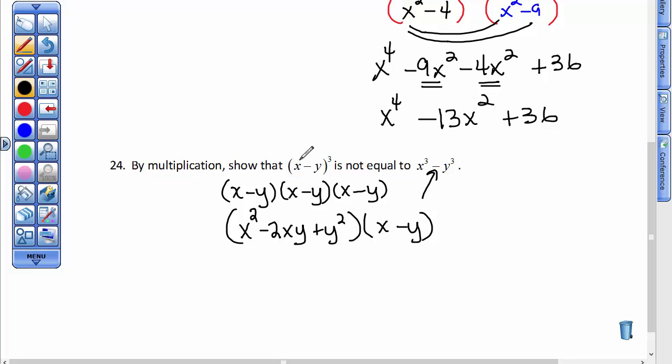Yet a lot of people think that when I want to cube this, I just take this x and cube it and the y and cube it. Not true. The final answer to this problem would be x cubed, if you finish it out, I've given you the final answer, minus 3x squared y plus 3xy squared minus y cubed. We're done with multiplication of polynomials.